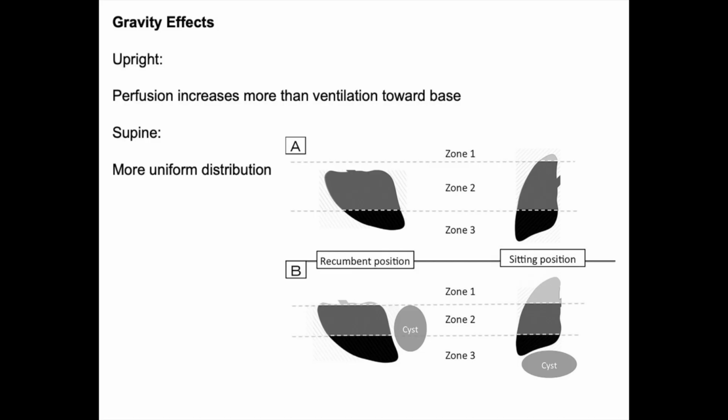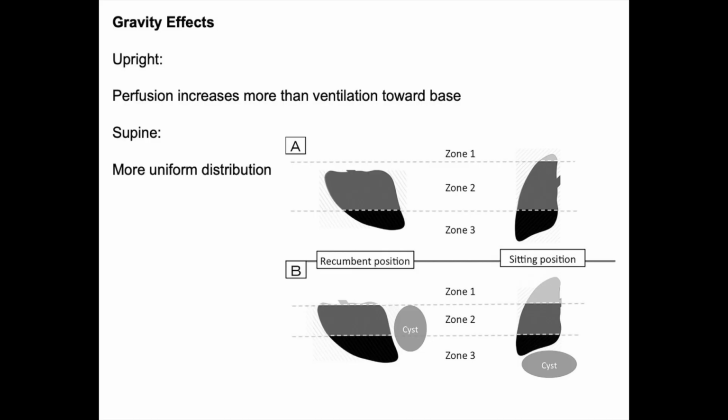So the apex has relatively low perfusion compared to ventilation, high VQ, and the base has relatively high perfusion relative to ventilation. Okay, so at the apex we have low perfusion, and at the base we have high perfusion. But I like to think of it in terms of VQ, because then you have this really handy mnemonic, which is high in the sky, low down low. So high VQ at the apex of the lung, low VQ at the base of the lung. And then on exam day, just remember what VQ means and you should be okay.